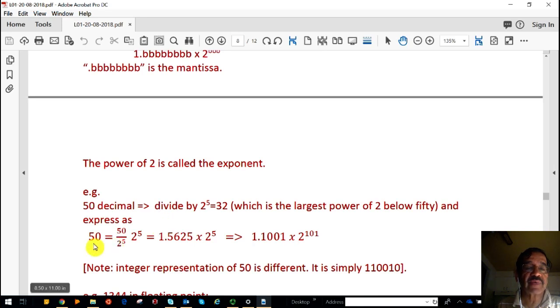So the way that we would do that is divide by the largest base that you can find. For example, in this case, 2 to the 5. 2 to the 5 is 32. The next one, 2 to the 6, will be 64. That will be bigger than 50, right?